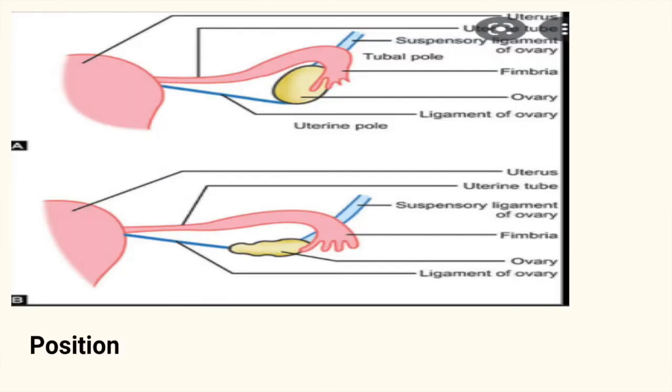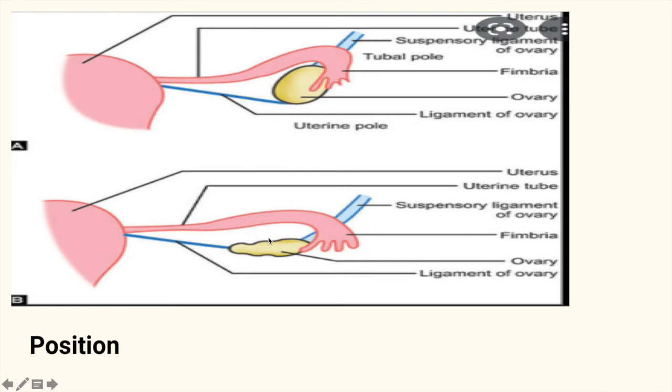Second one, position. In a nulliparous woman, the woman who has not given birth at all, the ovary is in the vertical axis, whereas in multiparous women who have given birth a number of times it differs. In the vertical axis, this ovary has an upper pole, lower pole, anterior border, posterior border, medial surface and lateral surface. But in this condition, you can see the horizontal axis, where the poles are the same, upper pole, lower pole, superior border, inferior border.